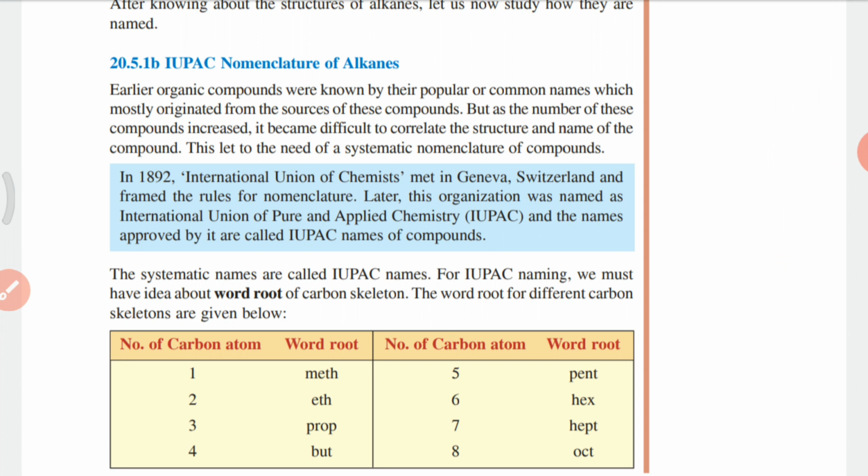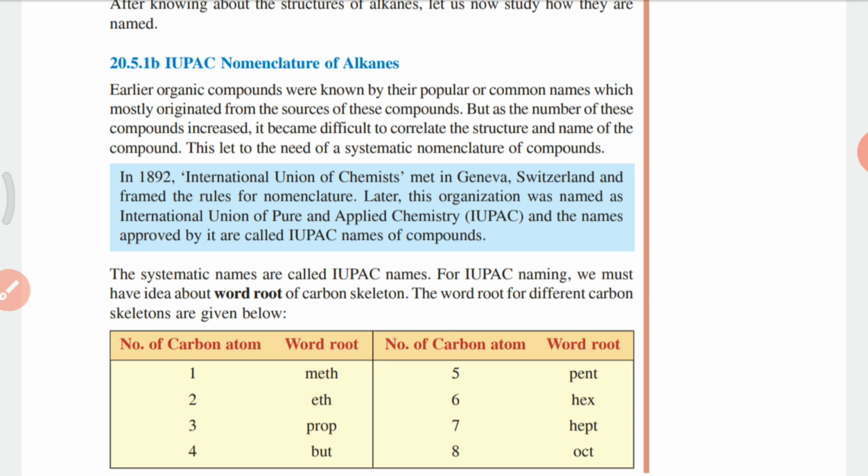For a carbon compound which contains one carbon atom, the word root is meth. For 2, it is eth. For 3, it is prop. For 4, it is but. For 5, it is pent, then hex, hept, oct, etc. We may be familiar with some of these terms: pentagon, hexagon, octagon or octopus, etc.